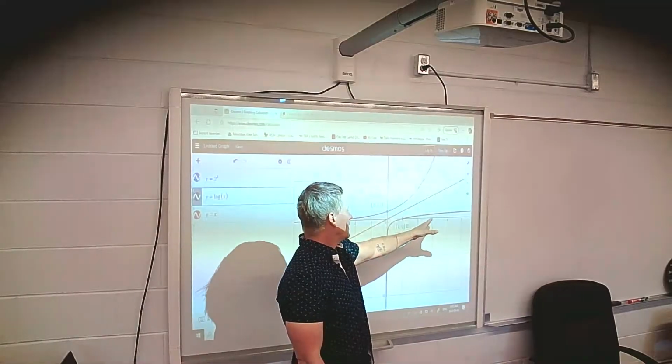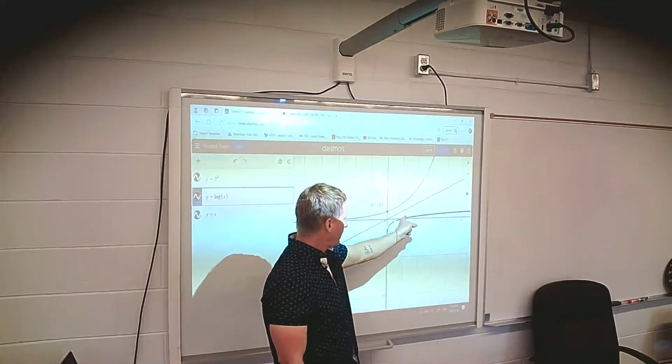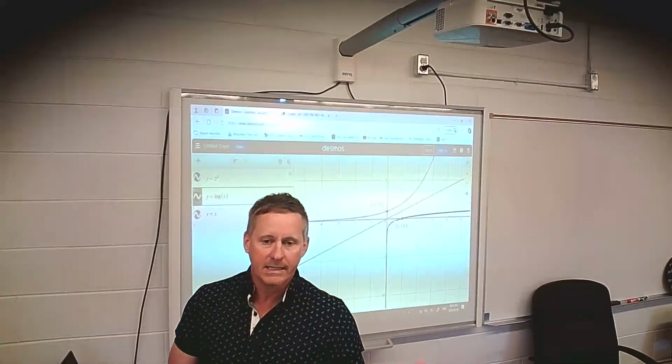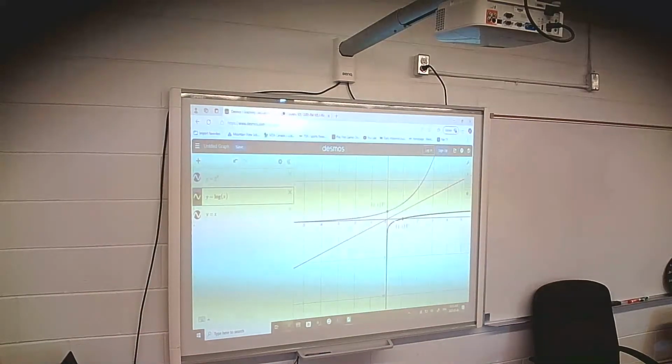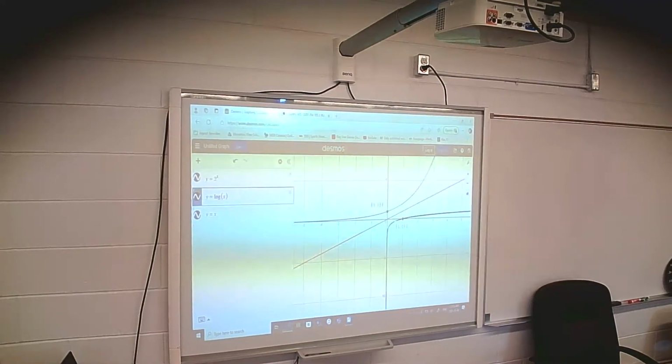So let's look at, we had to do the characteristics of this one. Let's do the characteristics of that one. What is the x-intercept for this graph? 1 and 0. What's the domain for that graph? X is greater than 0. What's the range for that graph?